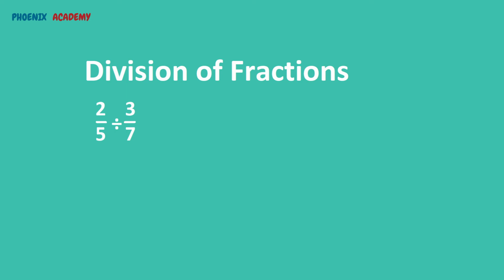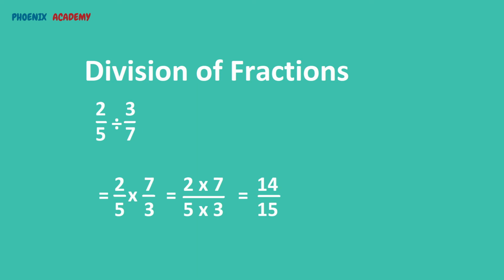Let's see another example. Here we will divide a fraction by another fraction. 2 by 5 divided by 3 by 7. Here the divisor is 3 by 7. The multiplicative inverse of 3 by 7 is 7 by 3. So we will multiply 2 by 5 into 7 by 3. We will get 14 by 15.